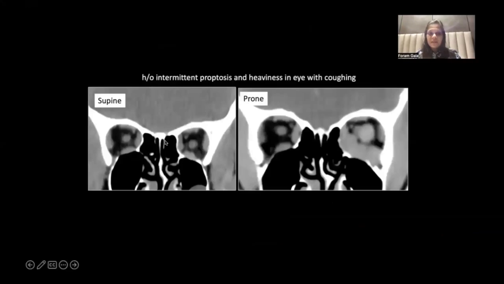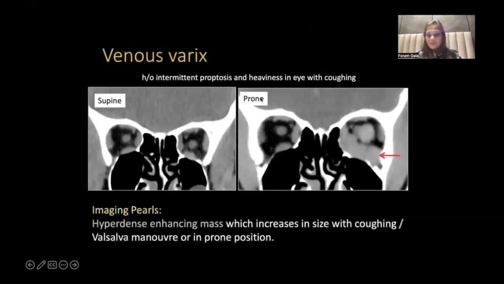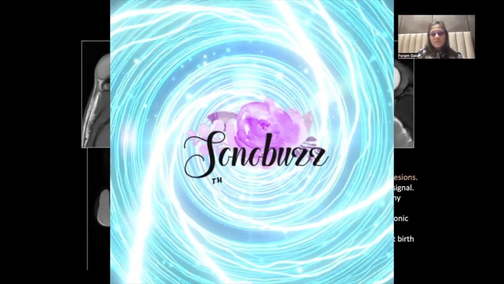This was a very interesting case of intermittent proptosis and heaviness in the eye with coughing. So in supine position, the scan was completely normal. However, when we scan in the Valsalva position or the prone position, we saw hyperdense enhancing lesions which increased in size. Okay, so this is a classic case of venous varix. So you have to scan the patient in Valsalva maneuver or in prone position.